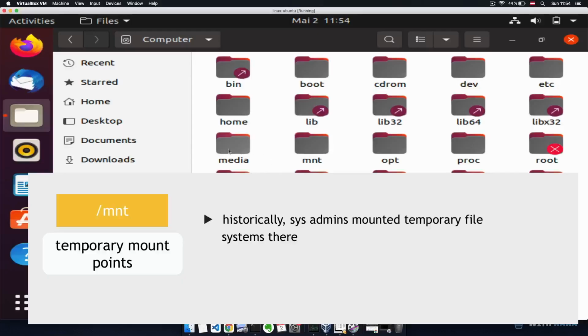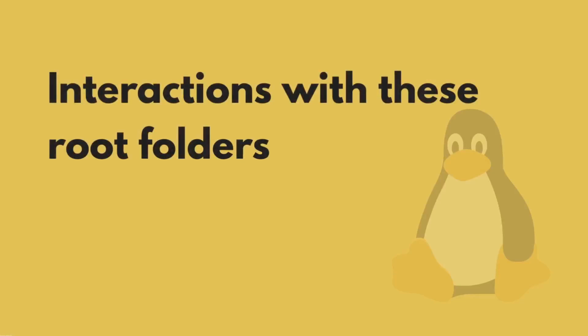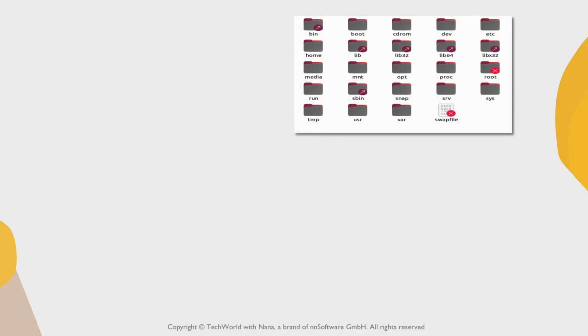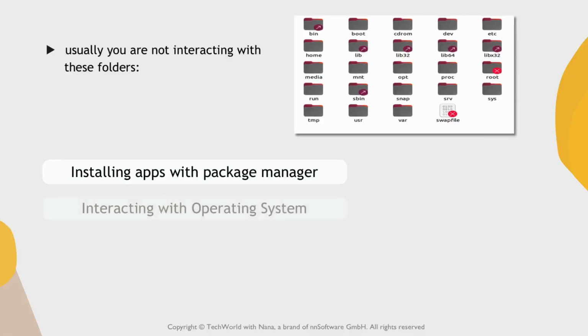So as I said, this happens automatically, but if you want to manually mount, for example, a file system to your operating system, then you can use the mount folder for that. Now, one thing to note here is that usually you will not be interacting with these folders, right? When you install applications using a package manager tool or installer or whatever, and when you interact with your operating system, you will not be directly updating this stuff here.